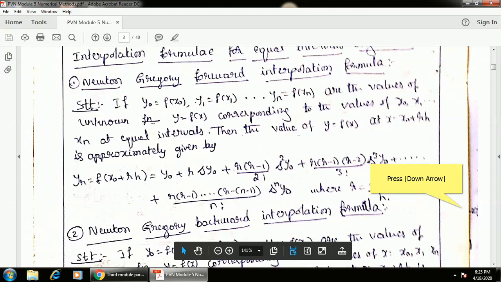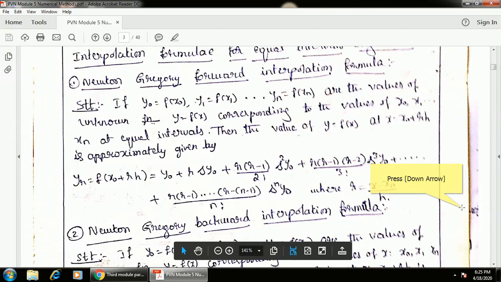When to use Newton's forward interpolation formula? We need to find the value of the function y is equal to f of x at some x. If that x is nearer to x0, the starting value of x, that is, nearer to the beginning values of x, then we use Newton's forward interpolation formula.